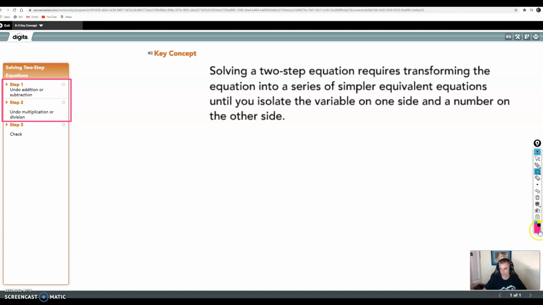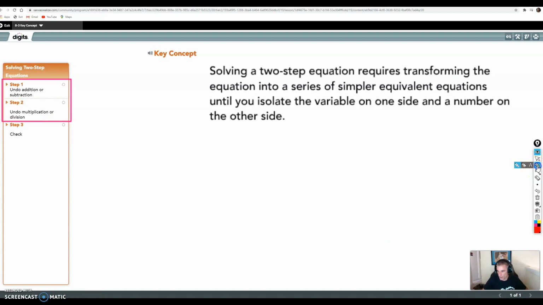What's important to remember, and I'm going to say this over and over, is we always do it in this order. We always do it in this order. We undo addition or subtraction, and then we undo multiplication or division. So I think that will make more sense once I put an equation up here on the screen.